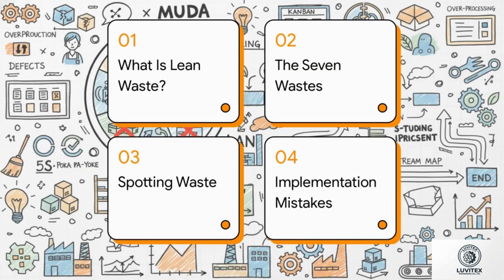Here's a quick look at our roadmap for today's explainer. First, what exactly is lean waste? Second, we'll cover TIMWOOD, which is the 7 wastes. Third, spotting that waste on the shop floor. And finally, we'll wrap up with common implementation mistakes.